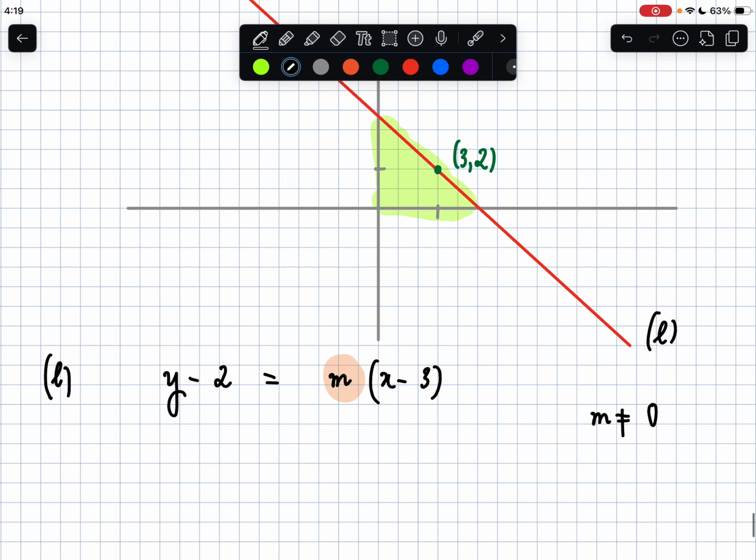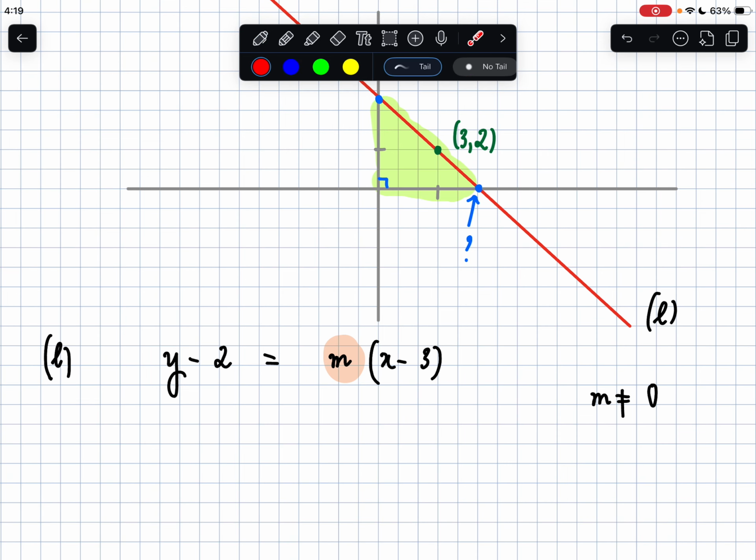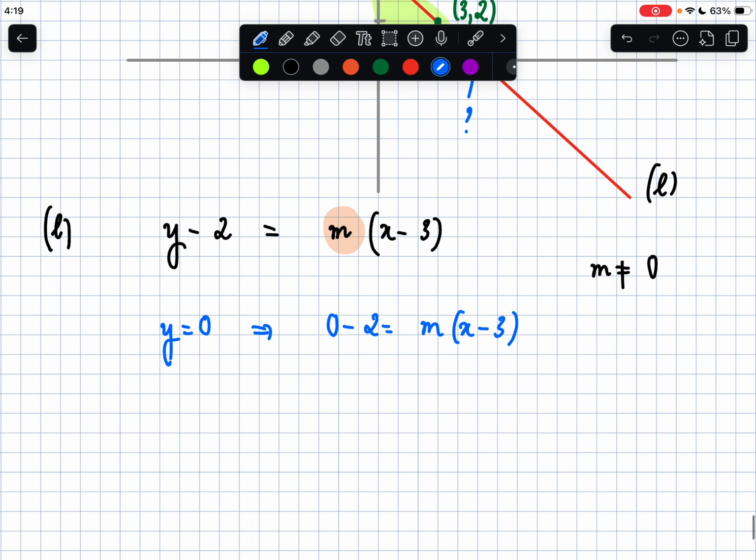Now let's see what the two points are here. This is a right triangle. We want the two points, and we want to compute the area. Let's look at this point first. This point has the y coordinate 0. So y equal to 0, then you have 0 minus 2 equal to m times x minus 3, so minus 2 equal to mx minus 3m.